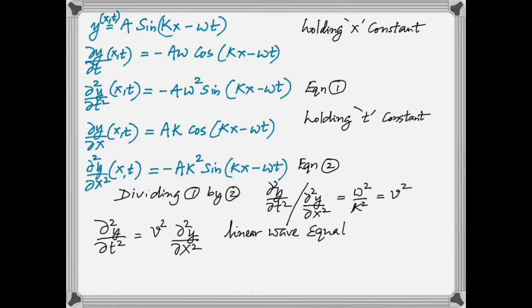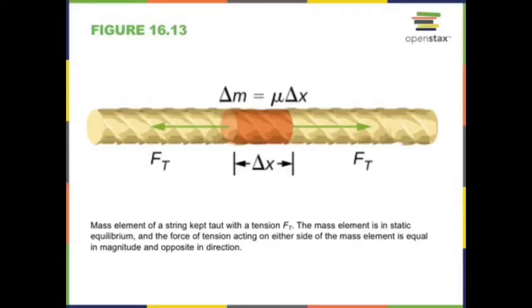This is called the linear wave equation. Very important. So d squared y by dt squared equals v squared times d squared y by dx squared is the linear wave equation. We're going to use that as we continue, so hold on to that.